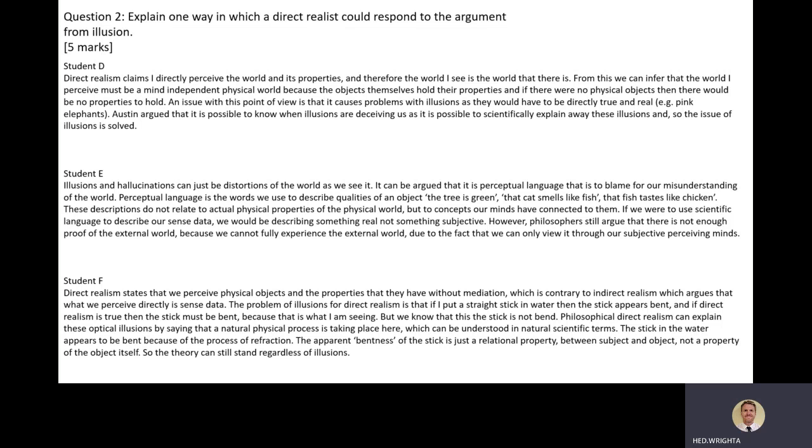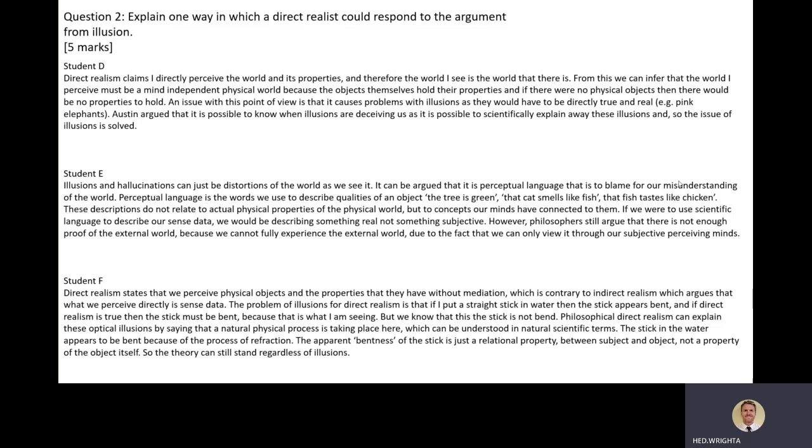And then the last one. Student F. Direct realism states that we perceive physical objects and the properties that they have without mediation, which is contrary to indirect realism, which argues that what we perceive directly is sense data. The problem of illusions for direct realism is that if I put a straight stick in water, then the stick appears bent, and if direct realism is true, then the stick must be bent, because that is what I am seeing. But we know that this stick is not bent.